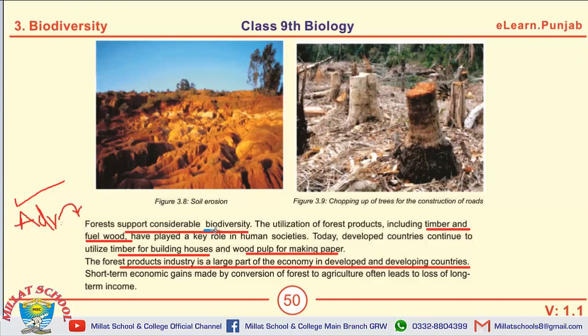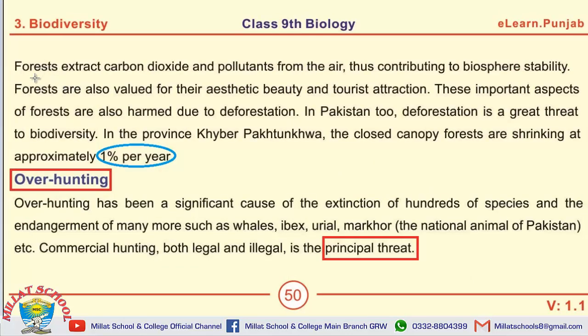For example, forests support considerable biodiversity. Forests have a key role in the human society. Timber is used for building houses. Wood pulp is used for making paper. Forest product industry is a large part of economy. In the same way, the other advantages are forests have a role in biosphere stability. Forests are valued for aesthetic beauty and tourist attraction.